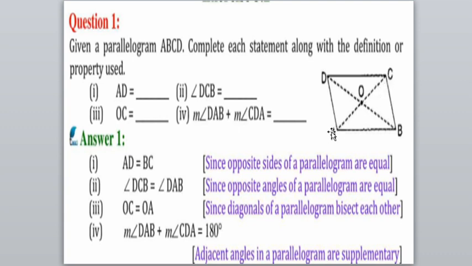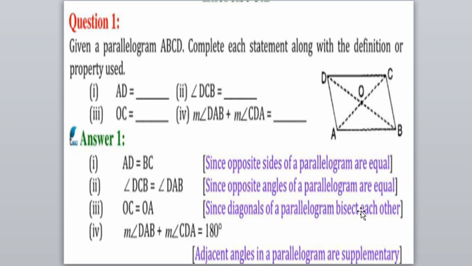OC, we know that AC is the diagonal of a parallelogram, and this diagonal is intersecting with the other diagonal, that is BD. If it is intersecting here, it means it is the midpoint, and if it is a midpoint then we can say OC and OA are equal. It means the distances from O to C and O to A are equal. So here we can write OC equals OA since diagonals of a parallelogram bisect each other.